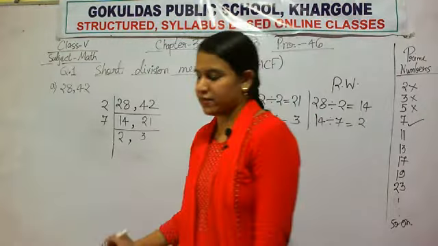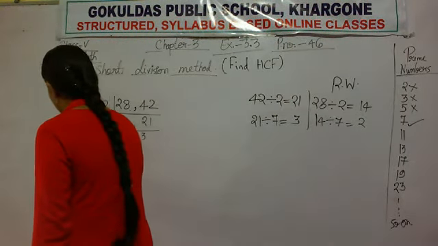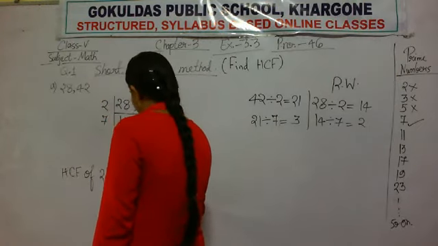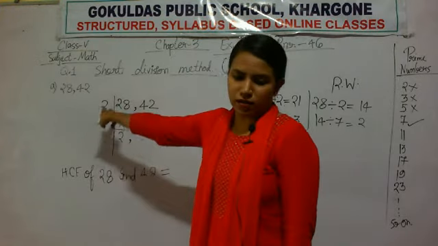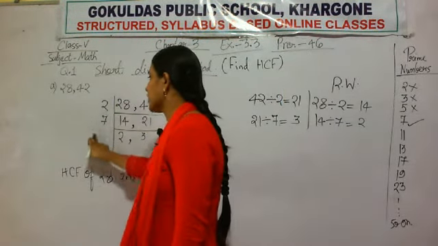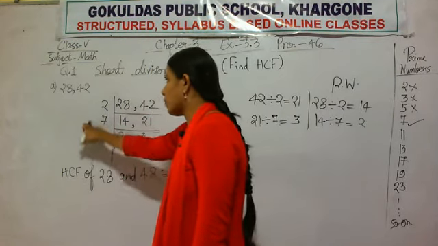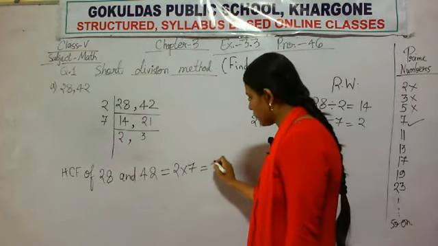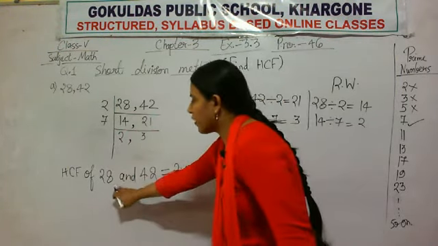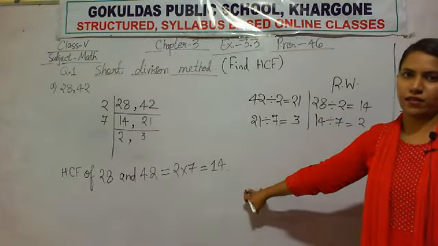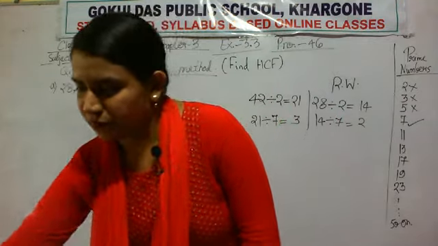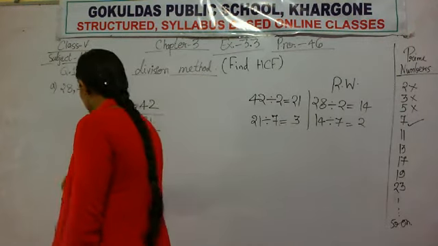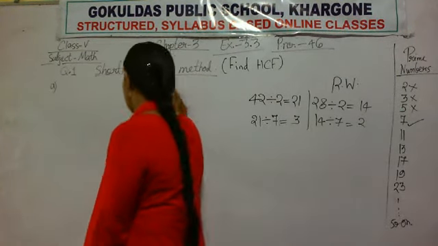So our HCF of 28 and 42 is equal to the product of these common prime factors. So 2 multiplied by 7, 2 into 7, gives you 14 as a result. So HCF of 28 and 42 is 14, right? This method is known as the short division method. Let us do some more questions based on this method.